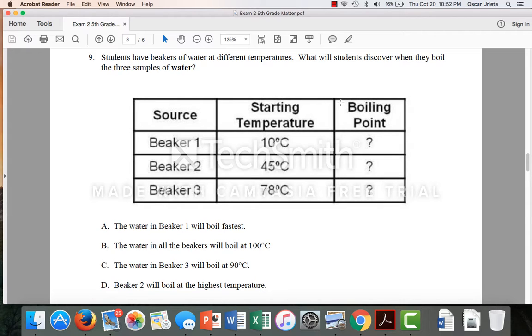Question number 9. Students have beakers of water at different temperatures. What will students discover when they boil the 3 samples of water? A. The water in beaker 1 will boil fastest. B. The water in all the beakers will boil at 100 degrees Celsius. C. The water in beaker 3 will boil at 90 degrees Celsius. D. Beaker 2 will boil at the highest temperature. Pause it and answer your question.